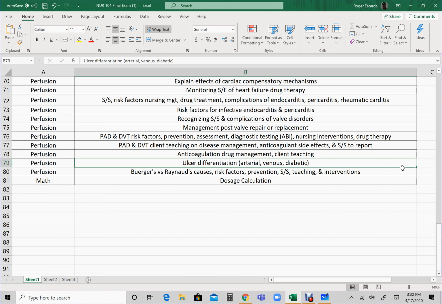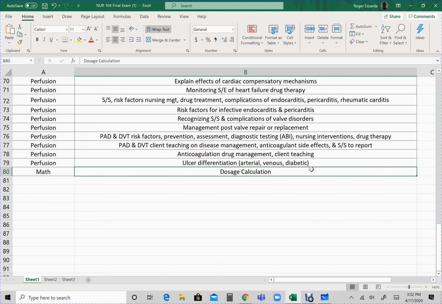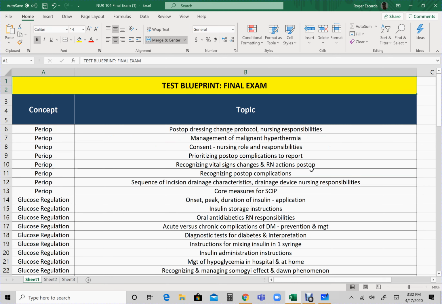For arterial, venous, or diabetic ulcers, differentiation, again, that is the big table comparing their pathophysiology, their appearance, the wound bed, location, and the management. I don't believe we got to Buerger's versus Raynaud's disease, so I guess I will remove that as well. And then finally, you have 5 math questions, easiest 5 maths you've ever taken. And that's it. Good luck, everybody.